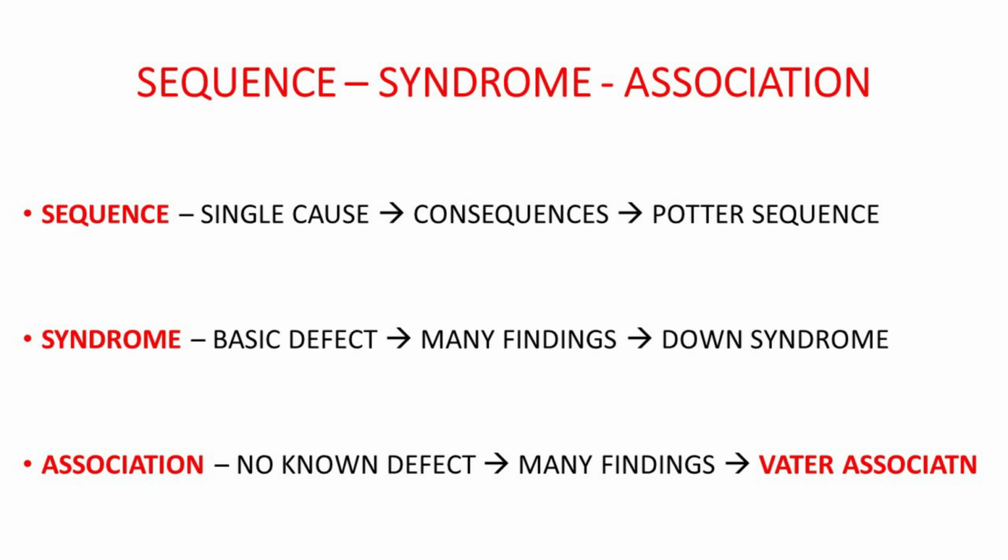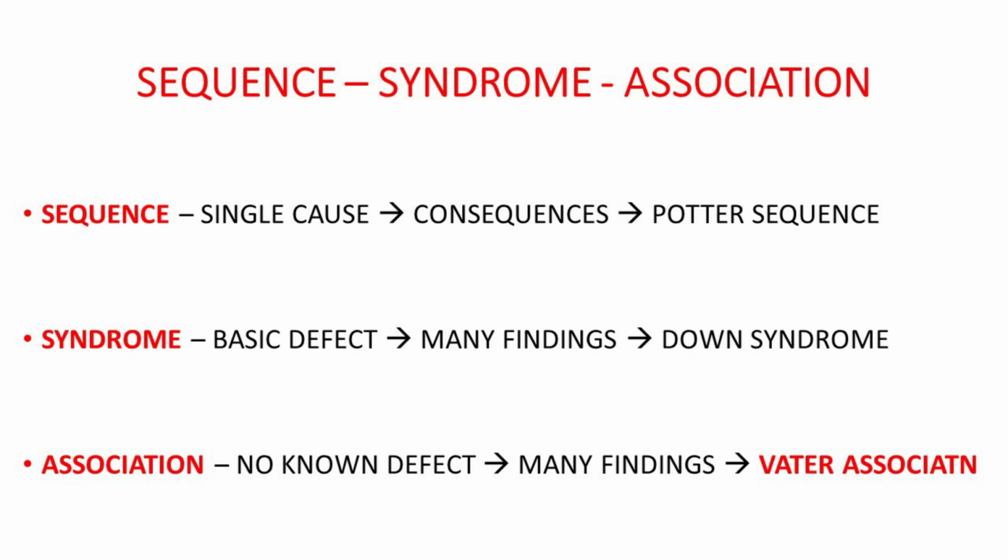So now I have talked about all these 3 things. Don't forget about these 3 patterns: sequence, syndrome and association. But nowadays some of the associations are called syndrome when the basic abnormality is detected. An example is CHARGE. Initially it was called CHARGE association. Once you know the basic deformity, we call it CHARGE syndrome.